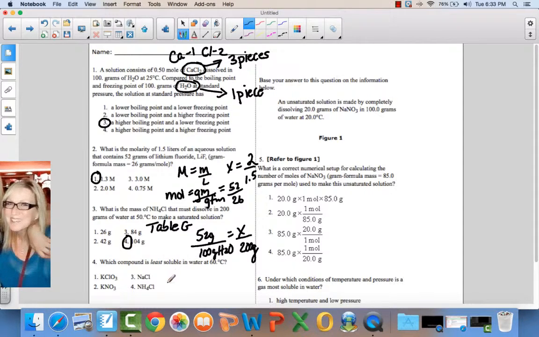Which compound is least soluble in water at 60 degrees? This is also a Table G question. You're going to look at 60 degrees and see which line you get to first. And the first line that you get to is the KClO3 line.